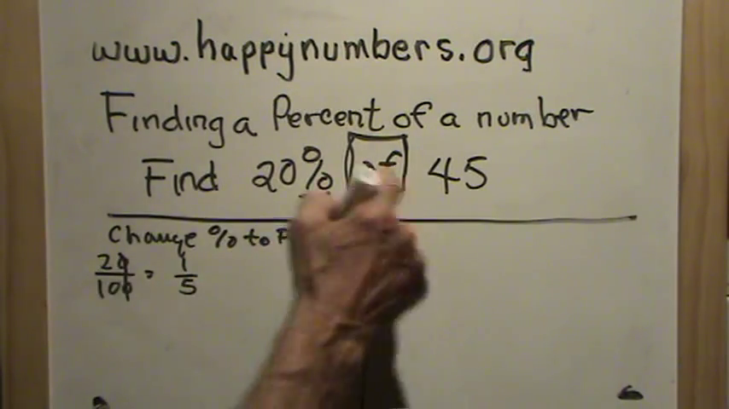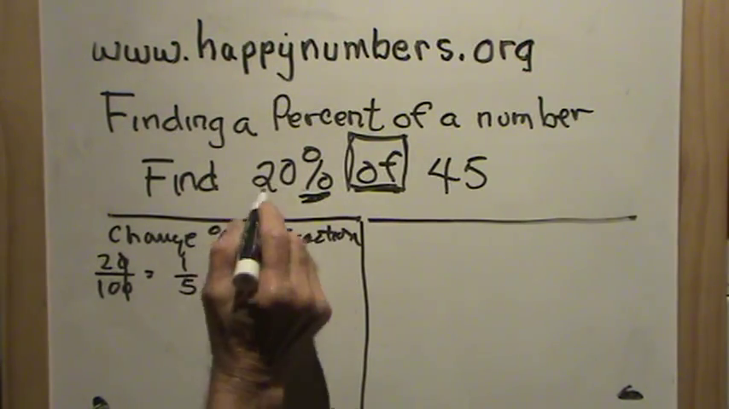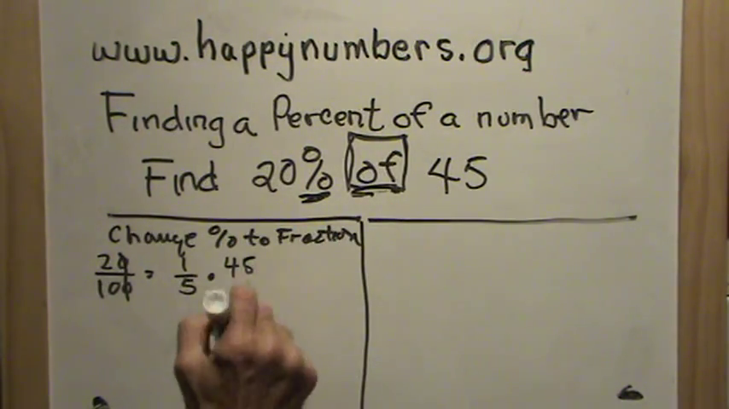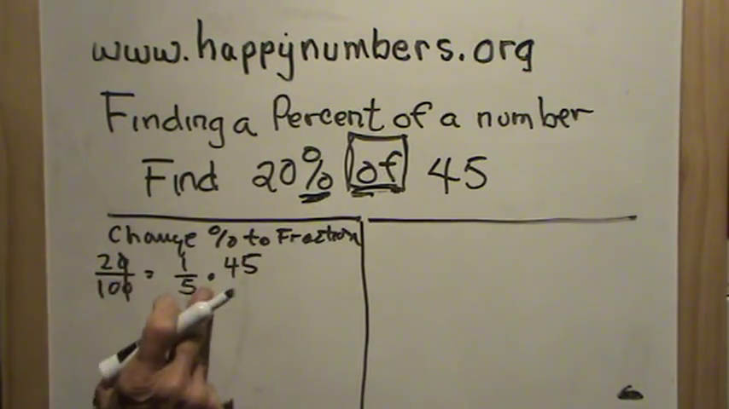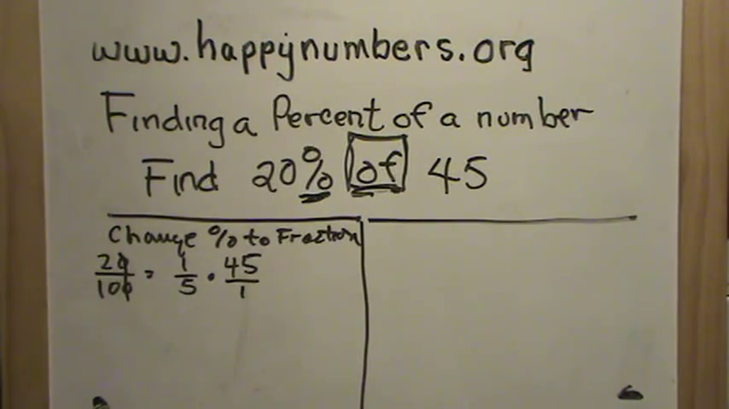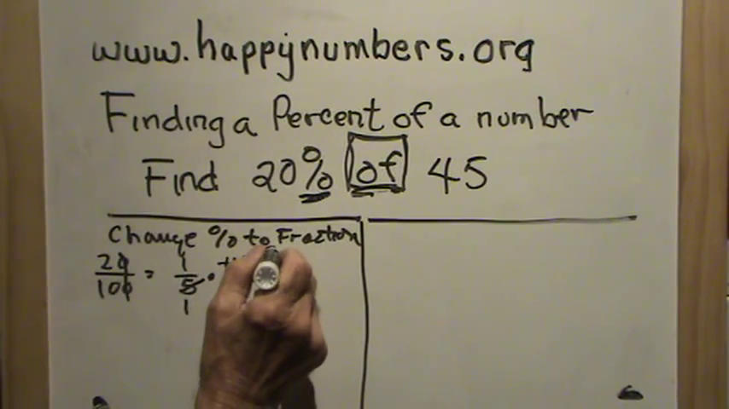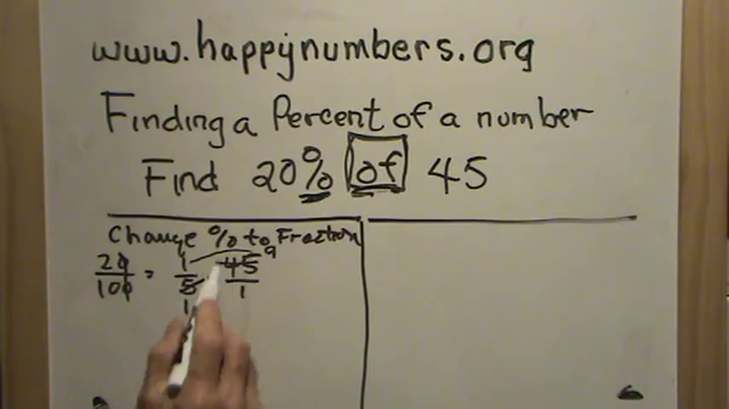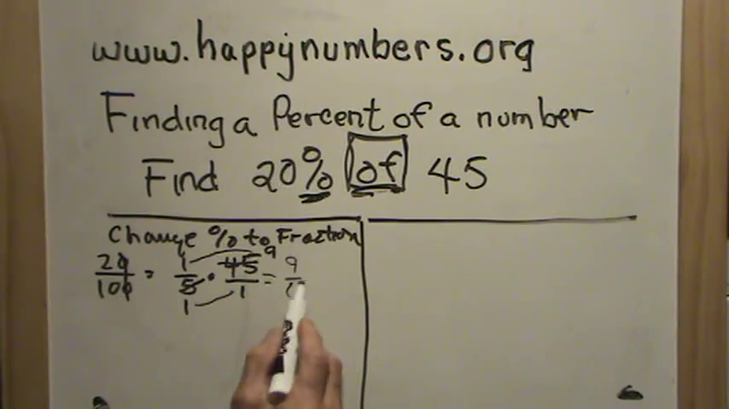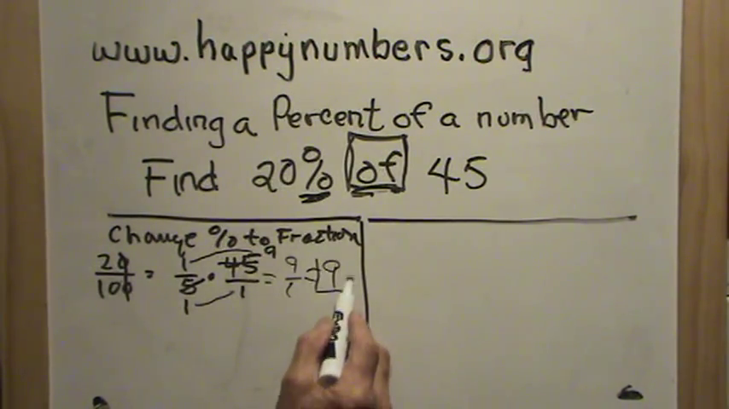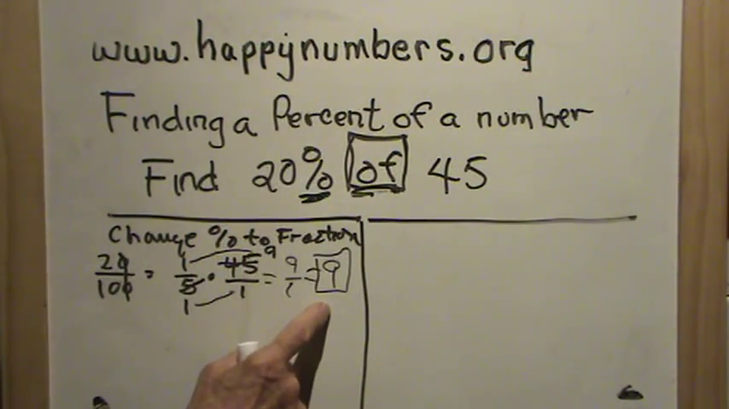So you change the percent to a fraction, and then you multiply the fraction times the number, because the problem says 20% of, and of means multiplication. So we're going to multiply 1/5 times 45, or 45 over 1. Well, 5 goes into 5 one time, 5 goes into 45 9 times, and then we multiply. 1 times 9 is 9, 1 times 1 is 1, and so our answer is 9. So 20% of 45 is 9.